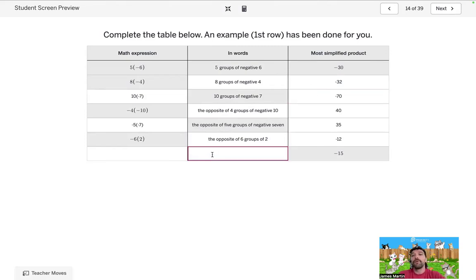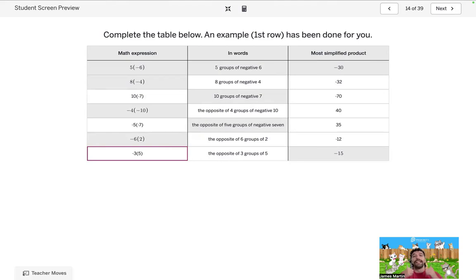So it doesn't matter which way we write this, but the way I'm going to write it is like this. I'm just going to copy and paste and say the opposite of three groups of five. You can do the opposite of five groups of three, or three groups of five. It doesn't matter. It's going to give us the same answer. But the way that I have it written here looks like negative 3 times positive 5.